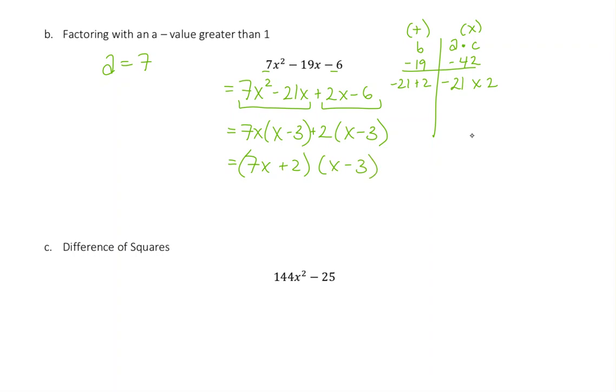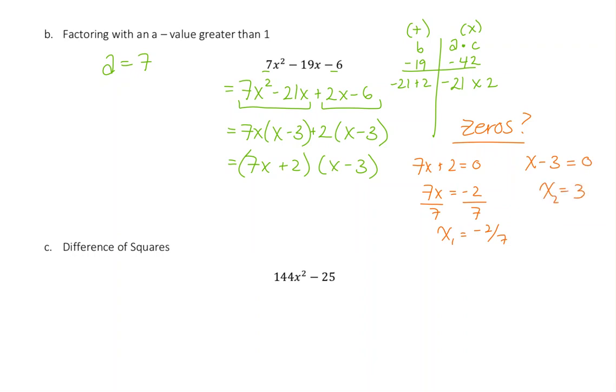Now, if I extended that problem and asked you to continue and say, what are the zeros? You would take both of those factors and set them equal to 0 and solve for x. So our first zero, or first value of x, is going to be equal to negative 2 over 7. Our second is equal to positive 3. You can use those zeros to solve for the axis of symmetry, and then eventually use that and plug it back into the equation if you're solving for the vertex.